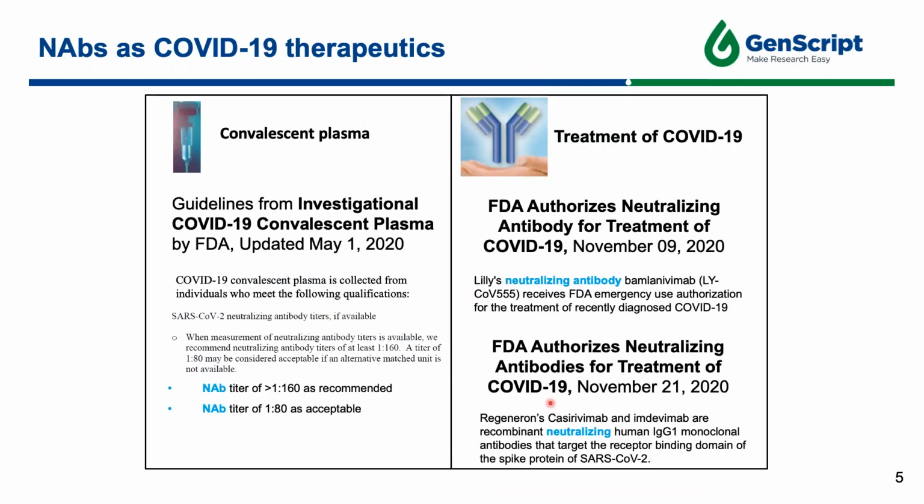In recognizing neutralizing antibody is the fraction of antibody that confers functional immunity, FDA has issued a series of guidelines regarding use of neutralizing antibody to fight against this pandemic. Due to its functionality to block virus entry into host cell, neutralizing antibody has been authorized as COVID therapeutics. It can be either obtained from convalescent plasma, or it can be obtained by recombinant expression. Importantly, the plasma obtained from recovered COVID patients must have high neutralization antibody titer to be qualified as convalescent plasma.